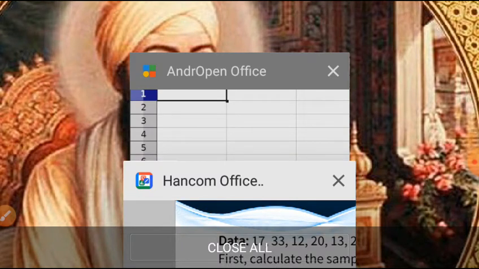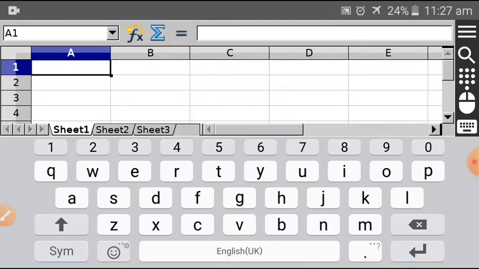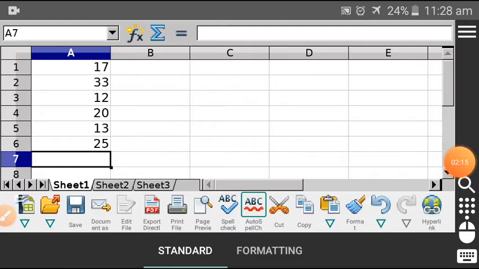Let me write down the values we have so that it will be helpful for the calculation. Here I am writing the values using the keyboard: 17, 33, 12, 20, 13 and 25, all written in a column. These are the values I have written for the calculation of the mean and standard deviation.